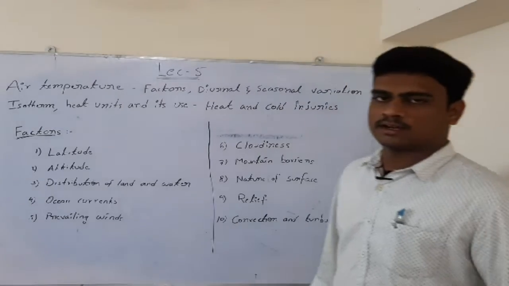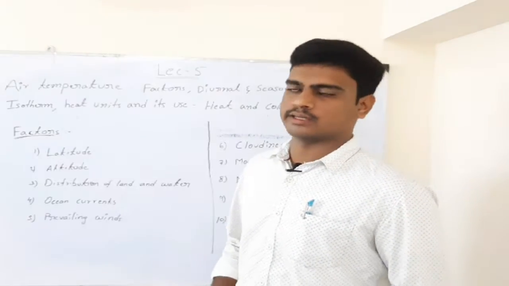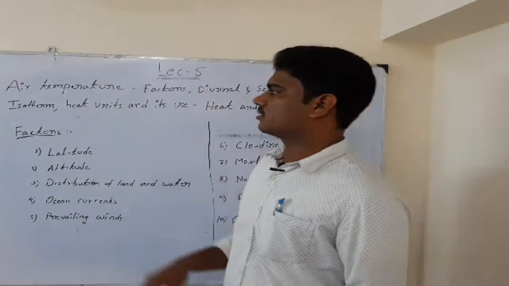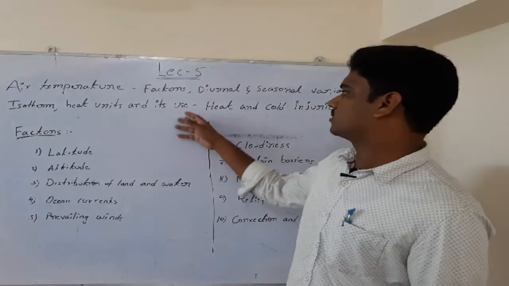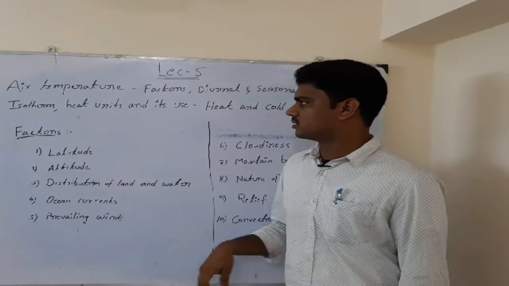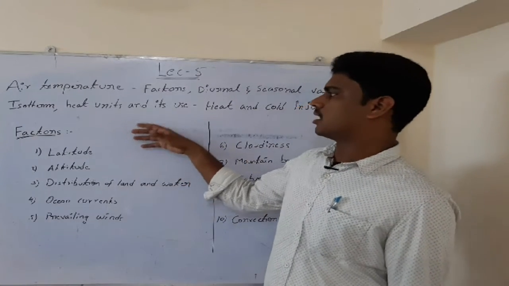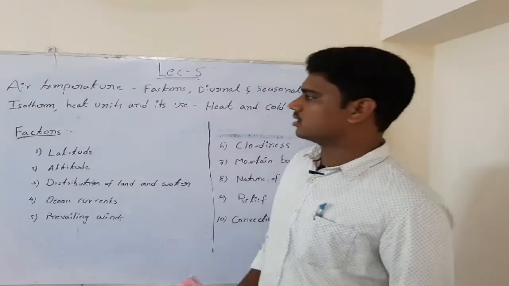Hello students, last class we have seen about solar radiation and factors affecting solar radiation etc. And in this fifth lecture we are going to see about air temperature, in which we are going to cover the topics: factors affecting air temperature, diurnal and seasonal variation, isotherm, heat units and their uses, and heat and cold injuries which are caused to the plant.